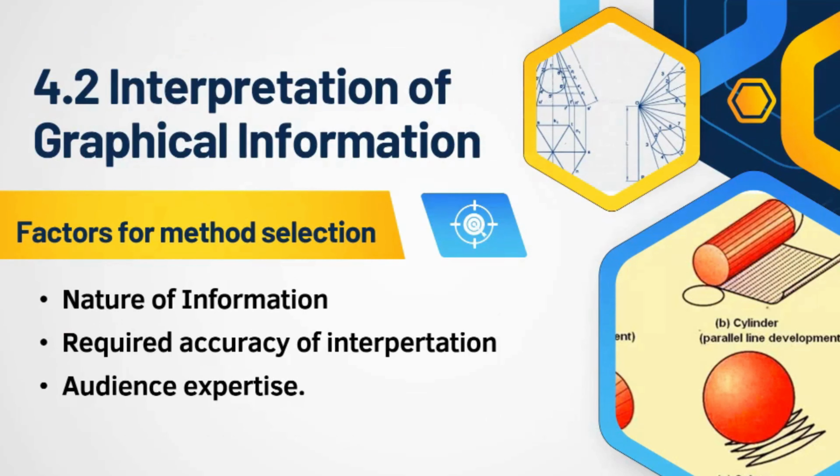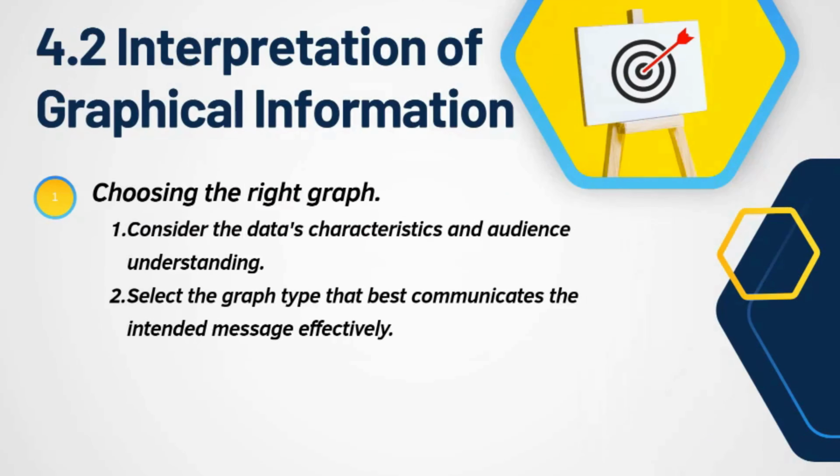So for the next subtopic, interpretation of graphical information. The factors for method selection include the nature of information, the required accuracy of interpretation, and also audience expertise. First of all, we have to choose the right graph, considering the data's characteristics and audience understanding. Select the graph type that best communicates the intended message effectively.